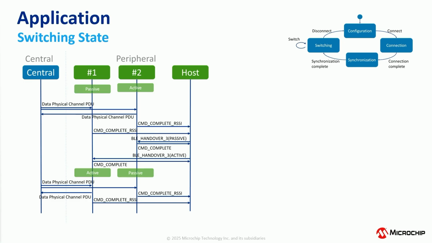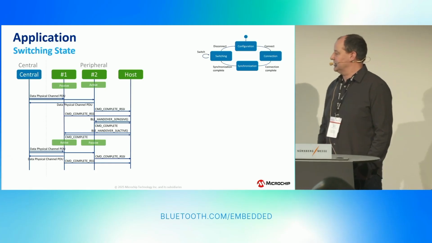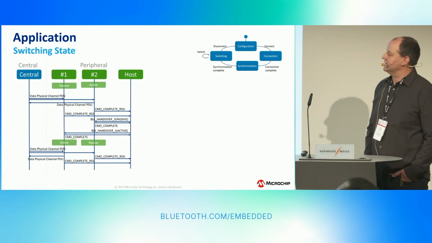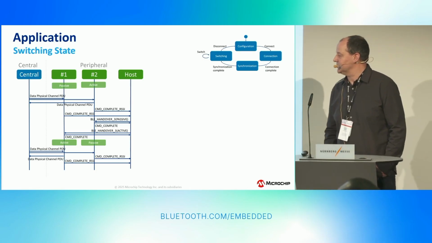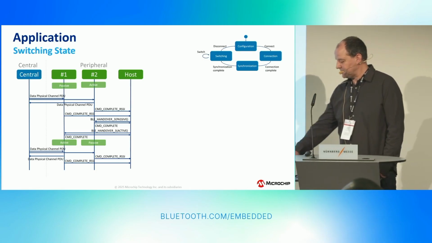peripheral 2 to passive and peripheral 1 to active. The role is switched on the peripheral side, which completes the synchronization of the role switching. After that we have peripheral 1 in active mode and peripheral 2 in passive mode. The central device doesn't detect any change. It sends continuously its data packets. And now peripheral 1 is responding and peripheral 2 is only listening.